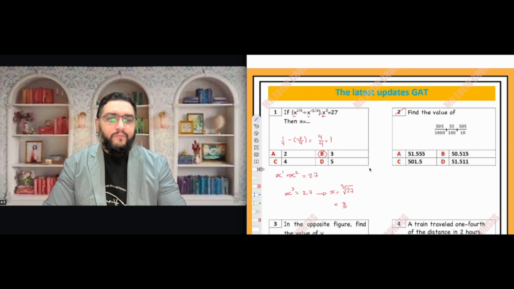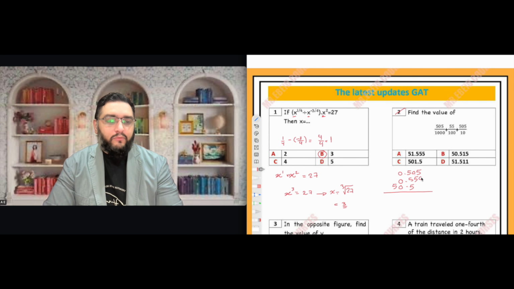Let's move to question 2. Find the value of 505 over 1000 plus 55 over 100 plus 505 over 10. You'll change each number from a fraction into a decimal. You know that 505 over 1000 you can write as 0.505 like this. And 55 over 100 is 0.55. And 505 over 10 is 50.5.